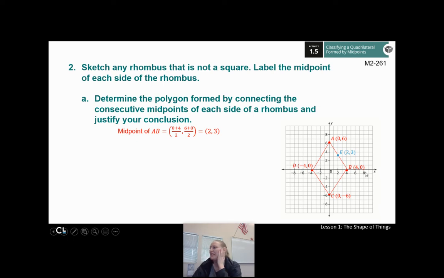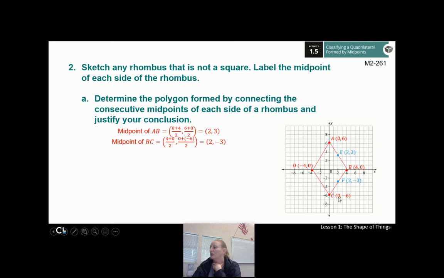So for BC, I did the same thing. Find that midpoint, label it. So 4 plus 0 divided by 2 is 2. 0 plus a negative 6 divided by 2 is negative 3. And so I put my little guy there. I'm going to call this F, and I got my point there. Yay. Let's do this for CD.